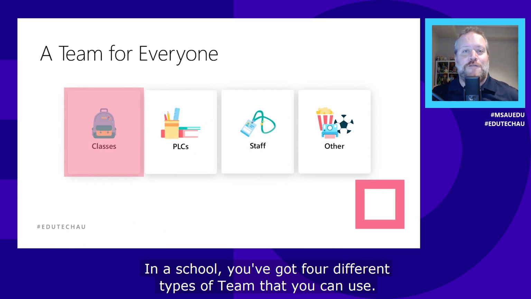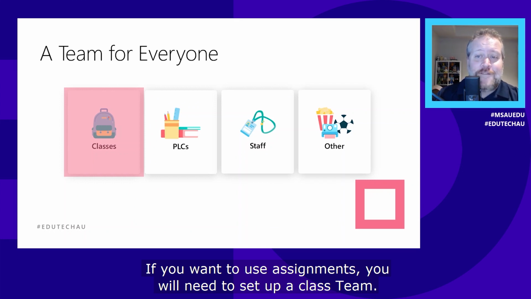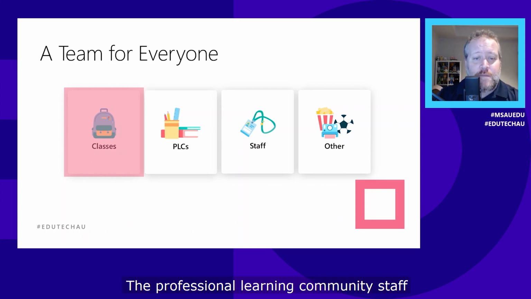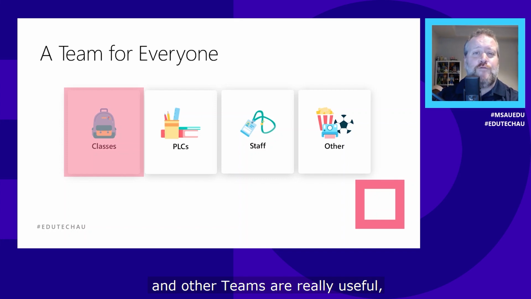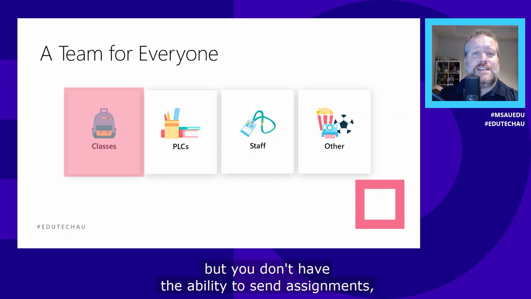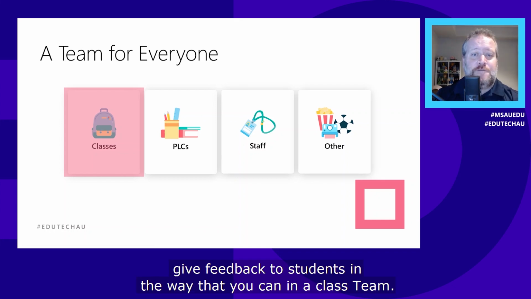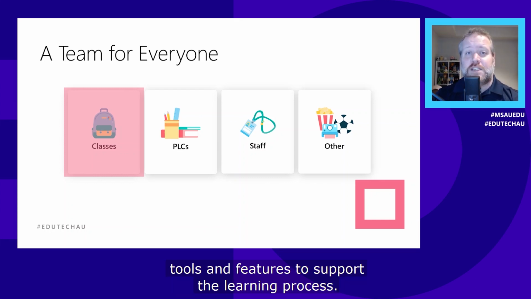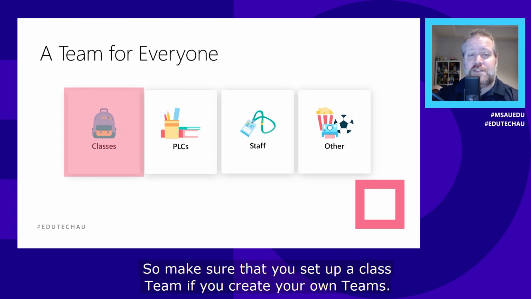In a school, you've got 4 different types of team that you can use. If you want to use assignments, you will need to set up a class team. The professional learning community, staff and other teams are really useful, but you don't have the ability to send assignments or give feedback to students in the way that you can in a class team. When you set up a class team, you have a whole lot of extra tools and features to support the learning process. So make sure that you set up a class team if you create your own teams.